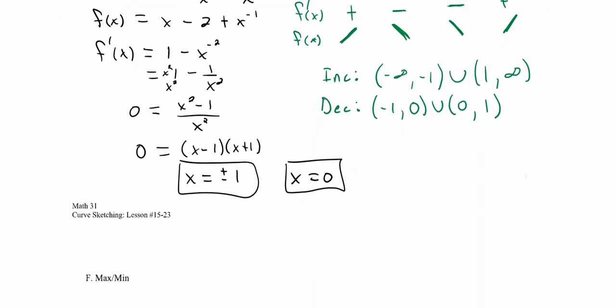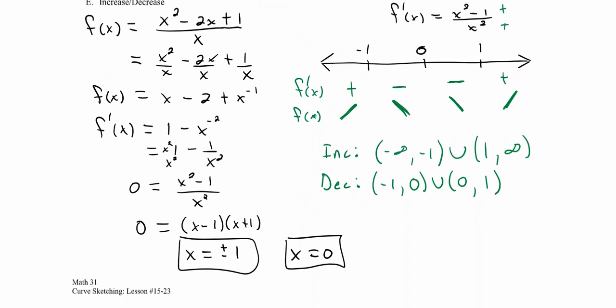Okay, now for the next part, for max and min, it's pretty clear where our max and our min are from this picture that we've made up here, right? So we have a max at -1 and a min at 1, right? This is where they're coming together. And this makes sense that we don't have anything at 0, right? Even if they were going the same direction, it still wouldn't be a max or a min, because that's our asymptote. That's not going to be a max or a min. So the 0 doesn't really come into play there.